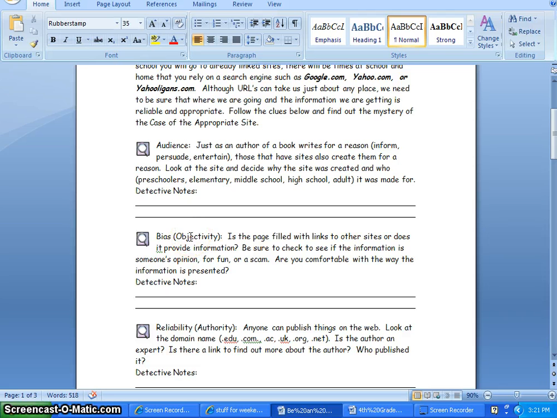Is the page filled with links to other sites, or does it provide information? This is kind of a tricky one because if it's good and has no bias, it can still give you some additional links to valid information. You just have to make sure what type of links you're clicking on and where they take you. If it's someone's opinion for fun or a scam, this would be something that you would definitely need to note. Remember that just because it's written on the internet, it isn't always true. And another thing to look at: are you comfortable with the way that the information is presented? Be sure to write notes here.